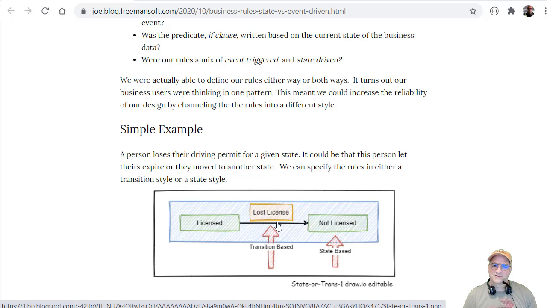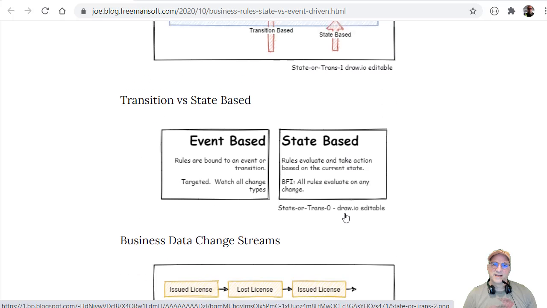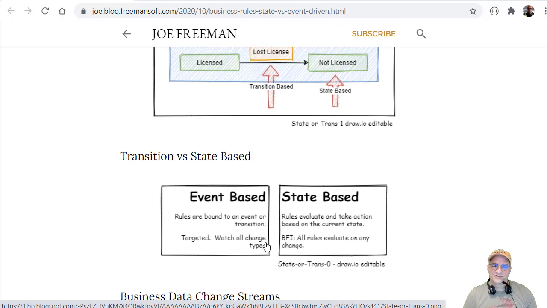I lost my license and I'm not licensed. So an event would occur where the license was terminated. Should it transition on the loss, or should we just say a change has occurred and evaluate them all? It may be that there are other changes here that we want to roll in, or it may be that we're only interested in this one change. So we need to think about that. We're looking at event-based versus state-based.